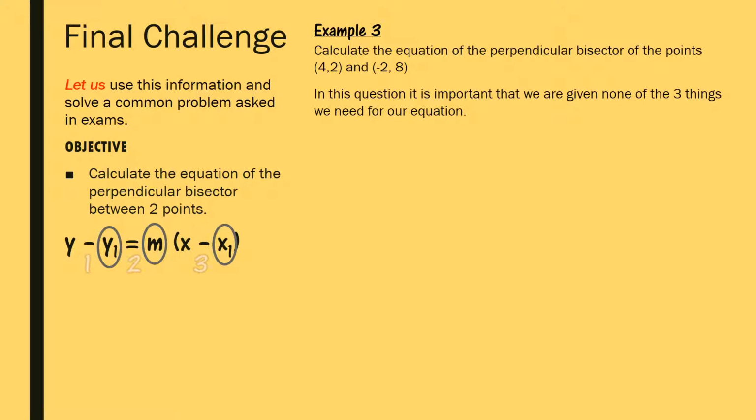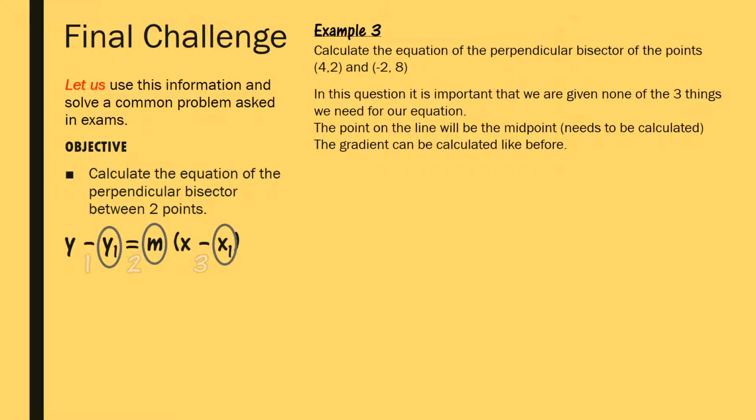So in this question, it's kind of important to point out that we're given none of the three things that we need. We haven't got our y1 or m or our x1, even though we've got points that are here. So with things to calculate, we've got 2 points that make up a line segment. It's only a bit of a line, because obviously if it was just a line, or I give the equation of a line, there is no defined halfway point, because lines can kind of go on forever. So the point on the line that we need, that it cuts through, is the midpoint, and we need to calculate this. And the gradient can be calculated just like before, like you do with the gradient formula.